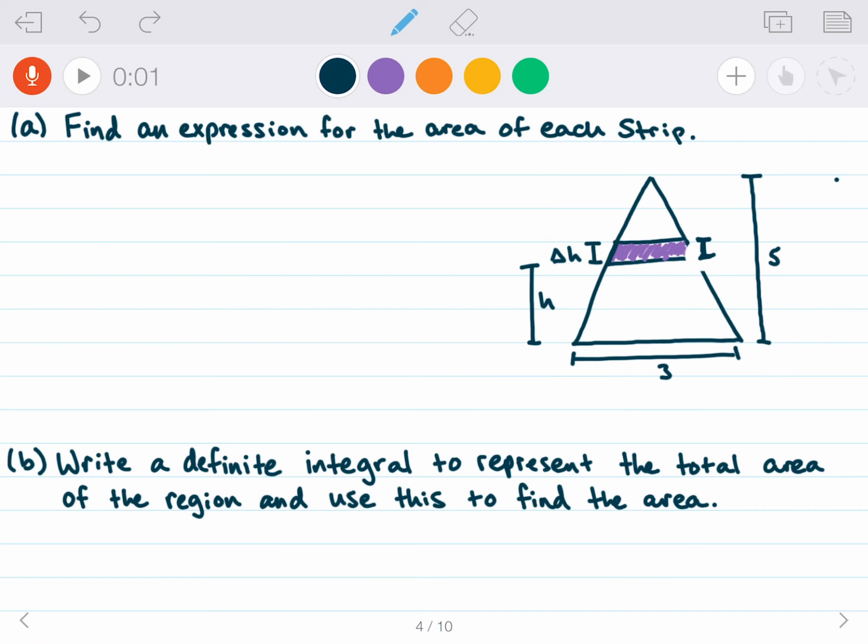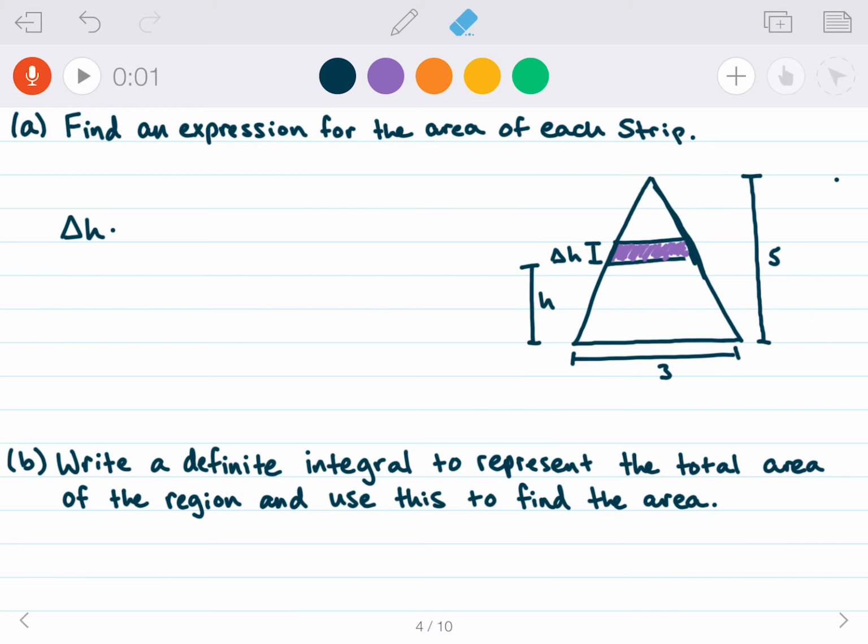Okay, anyway. Notice how our problem is set up, how the diagram is set up. What we're asked to do is integrate along what we're calling the h-axis. You can think of it as y. Because we can see this delta h here, this is representing the very small change in width of the rectangle. So to find the area of each strip, we know that the width is going to be delta h. We can see that pretty clearly from the picture.